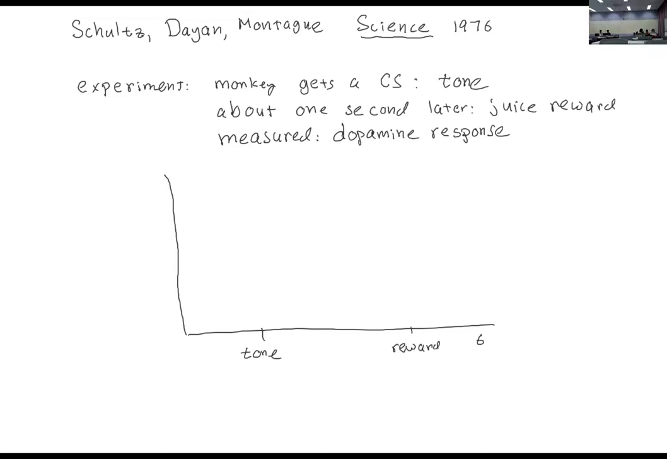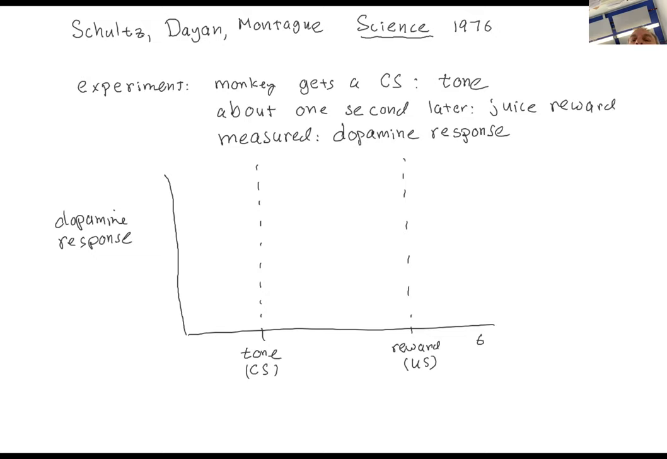This is often called the US, a phrase I'm not happy with because it's pretty much jargon. So what I'm going to plot is the dopamine response here. Basically, the dopamine response is firing rates.